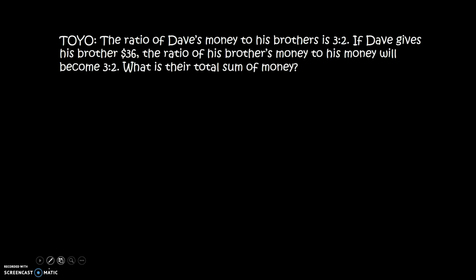So we have the ratio of Dave's money to his brother's is 3 to 2. If Dave gives his brother $36, the ratio of his brother's money to his money will become 3 to 2. What is their total sum of money?